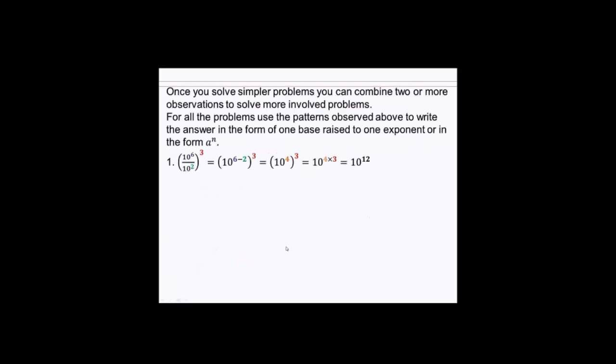All right, let's do some more examples here. In order to do this example, remember what we did before. Simplify the insides first. So we did that, and you got 10 to the 4. Now you have 3 copies of 10 to the 4.